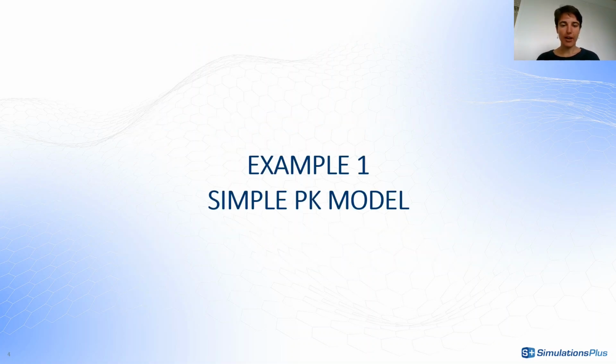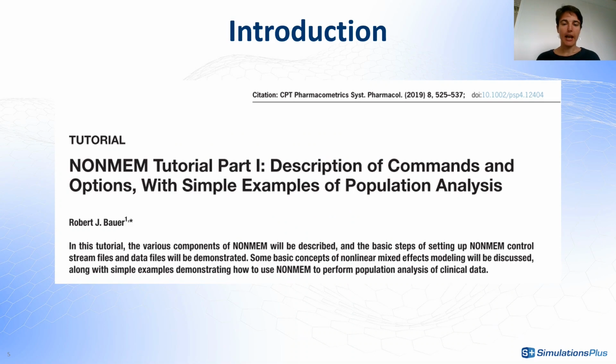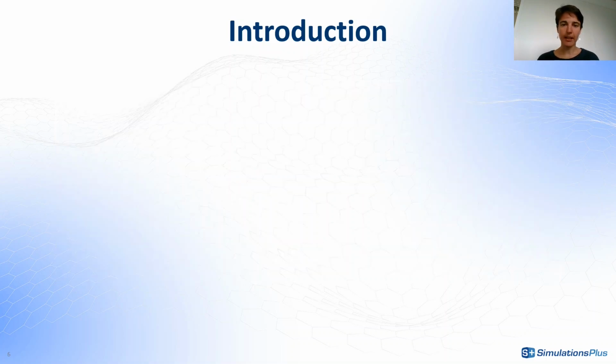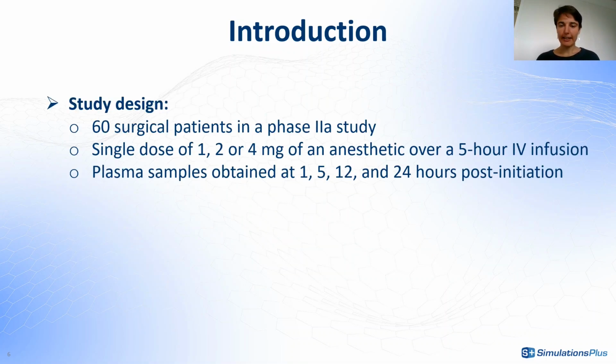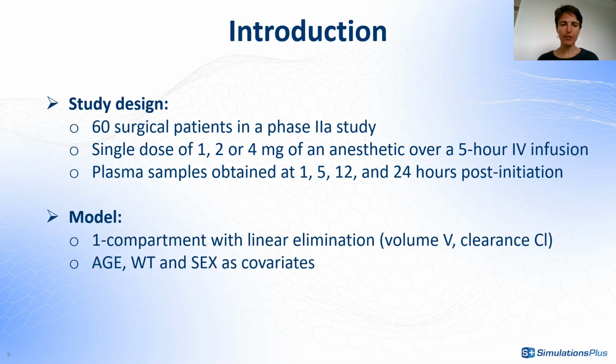So let's dive right away into our first example. It's our simple PK model. It is extracted from a publication, which is a Nonmem tutorial. It's a dataset for a phase 2A study with 60 patients. Each patient has received a single dose of an anesthetic over a 5-hour IV infusion, and we have 4 PK samples per individual. The model is a very simple 1-compartmental model with linear elimination, volume V, clearance CL, and a couple of covariates, age, weight, and sex. So that's a very good example to start simple.